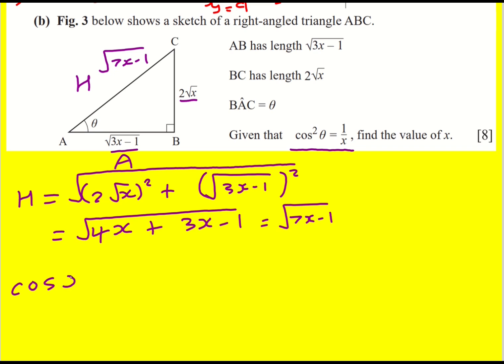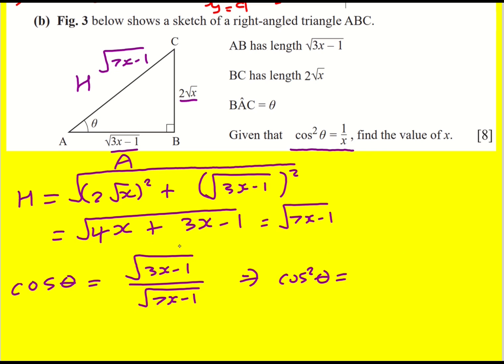Therefore, cos theta is going to be root 3x minus 1 over root 7x minus 1, which means that cos squared theta, I can just get rid of those square roots because if I'm squaring it, I can just square the top and square the bottom. It's the same thing. So actually, it's helped us out in the long run having those square roots because we don't end up with squared things. We just end up with 3x minus 1 over 7x minus 1.